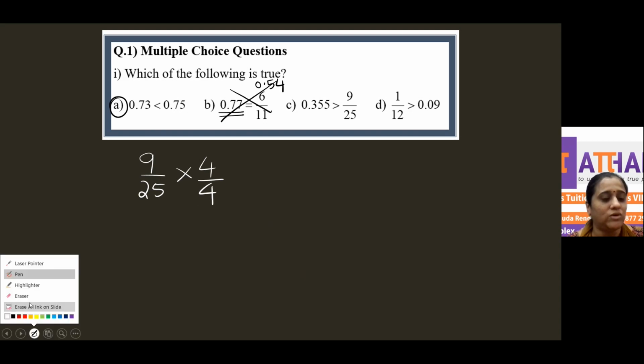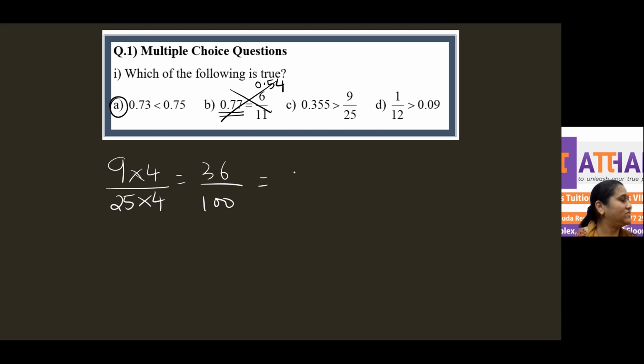We have seen this in third, fourth standard, no? 9 by 25 into 4 by 4. Maybe you write it like this. See here: 9 by 25 into 4 by 4, so that will be 36 by 100. So what is 36 by 100 as a decimal? How many zeros are there in the denominator? 2 zeros.